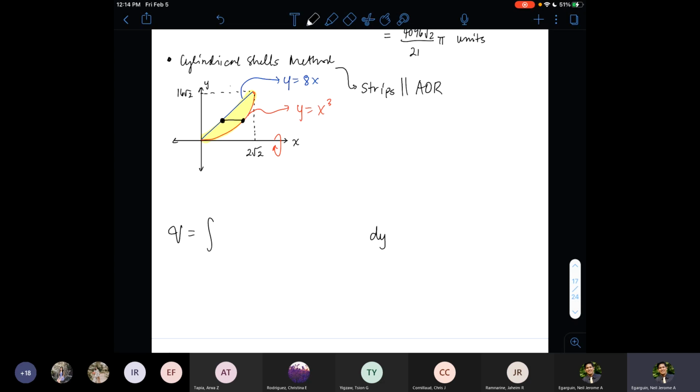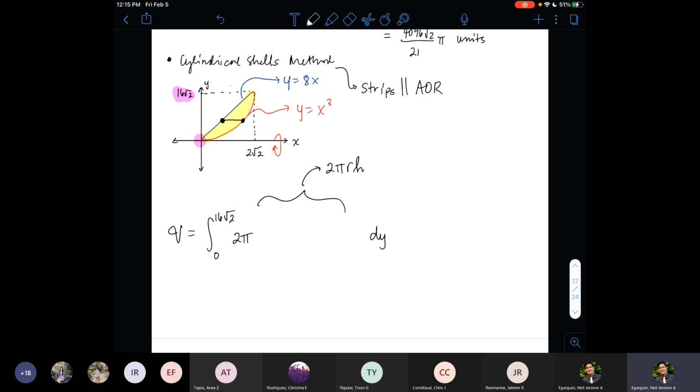Now, since we are integrating with respect to y, I need the bounds for y. If we look at the y-axis, we see that the region started at y equals 0 and ended at y equals 16 root 2. So those would be my bounds. And then the integrand, inside the integral, will have 2 pi radius times height because we're using the method of cylindrical shells. I'm going to put 2 pi right ahead in the integral. That's a constant. It's not a big issue there.